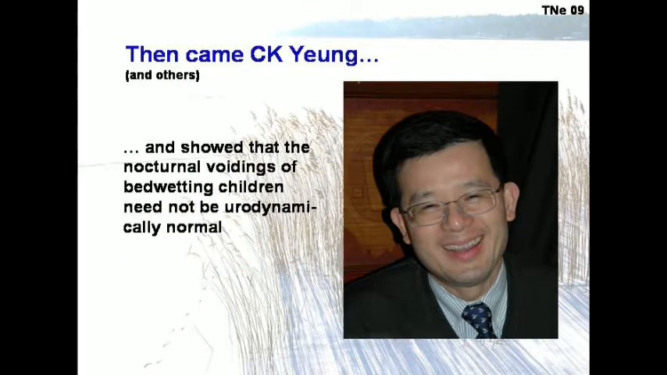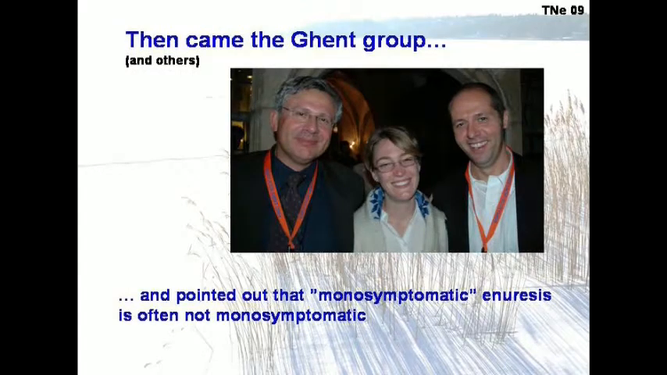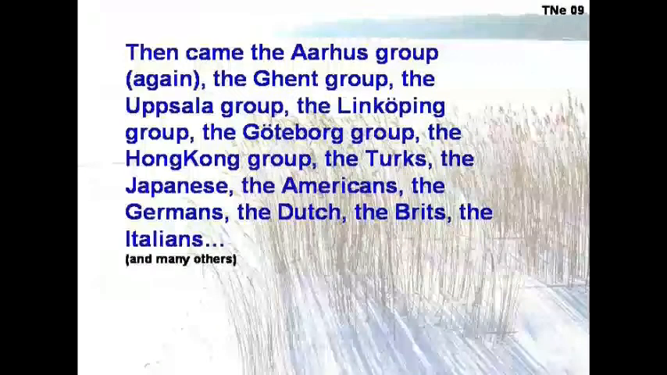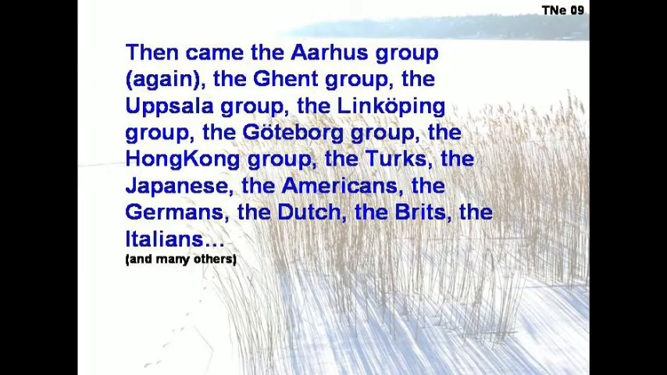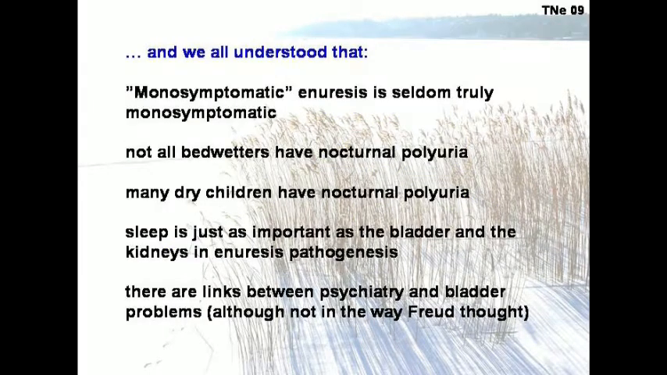Then came C.K. Young, who's sitting there, and he showed that the nocturnal voidings of bedwetting children need not be urodynamically normal at all. And then came the Ghent group, and my wife, obviously, and they pointed out that monosymptomatic enuresis is often actually not monosymptomatic at all. And then came a lot of other people, and we all gradually came to understand that monosymptomatic enuresis is seldom truly monosymptomatic, and not all bedwetters have nocturnal polyuria.